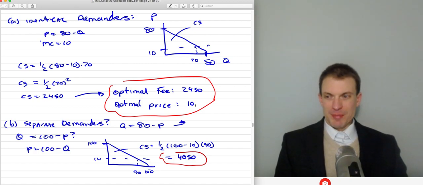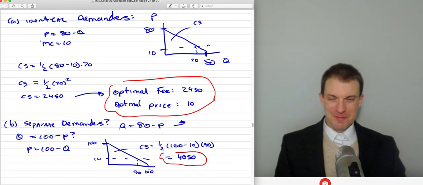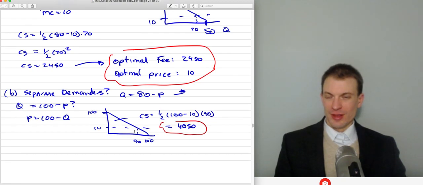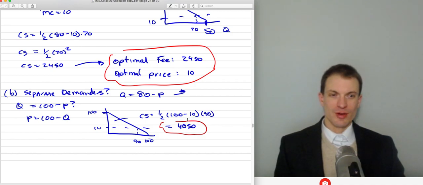All right, when we have separate demanders for part B, for these demanders, we did it already. So you don't want to waste time doing that again. For this demand group, here's the picture. We're going to have consumer surplus be 1/2 times 100 minus 10, because marginal cost is 10, and we'll have 90 here. It's going to be 1/2 90 squared, or 8100 divided by 2, or 40.50.